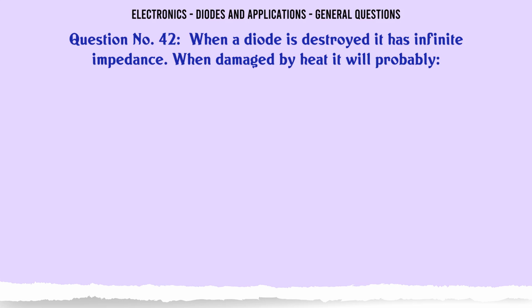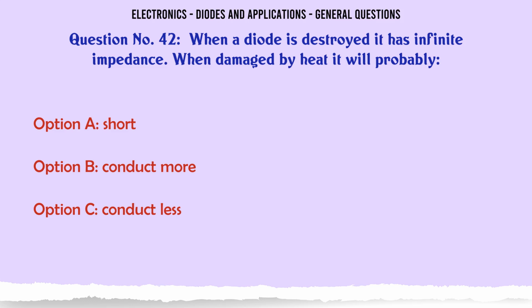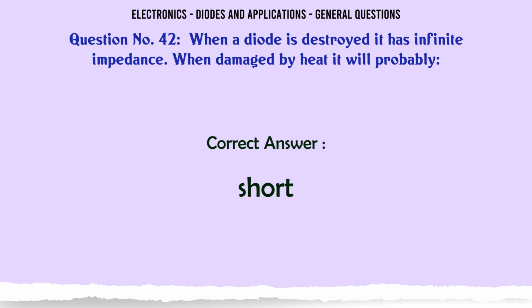When a diode is destroyed, it has infinite impedance. When damaged by heat, it will probably: A. Short, B. Conduct more, C. Conduct less, D. Open. The correct answer is short.